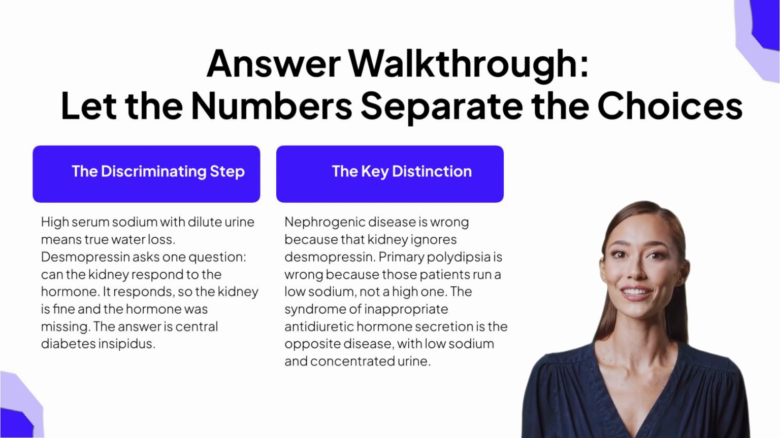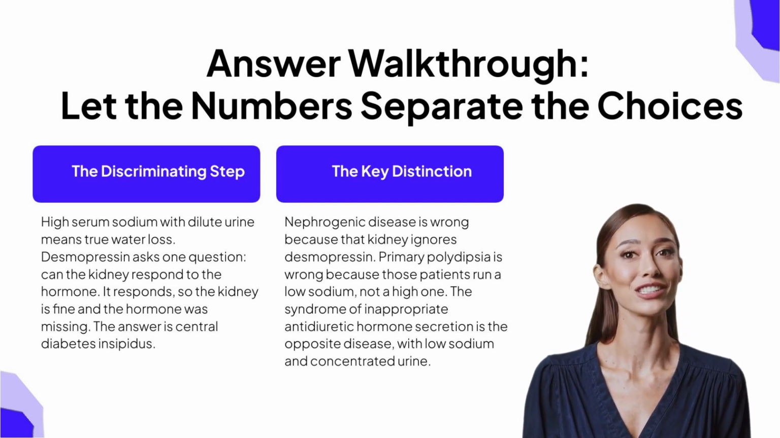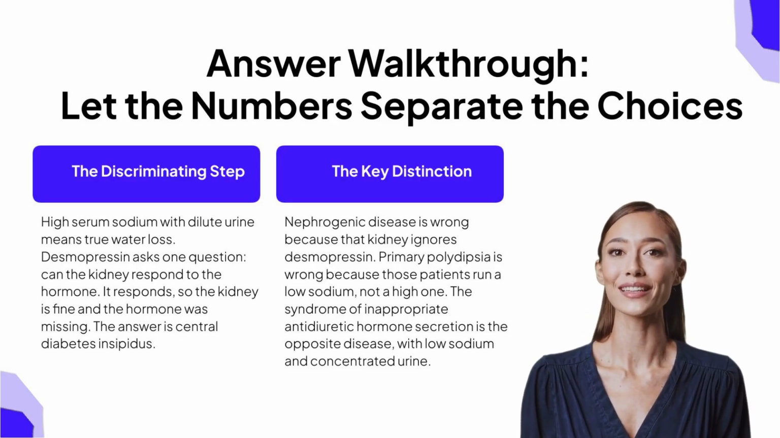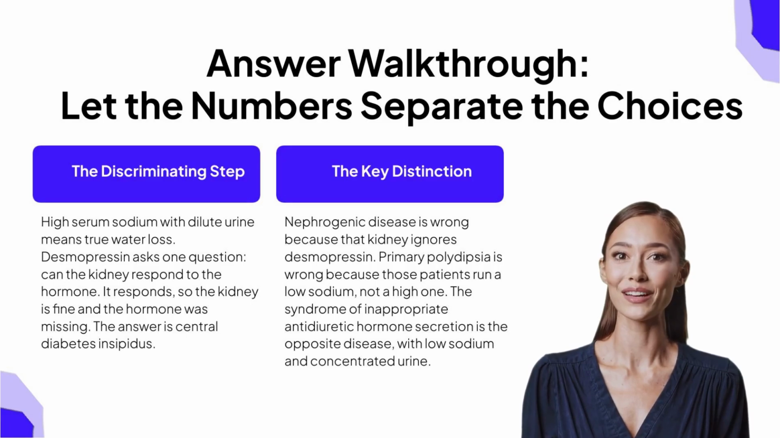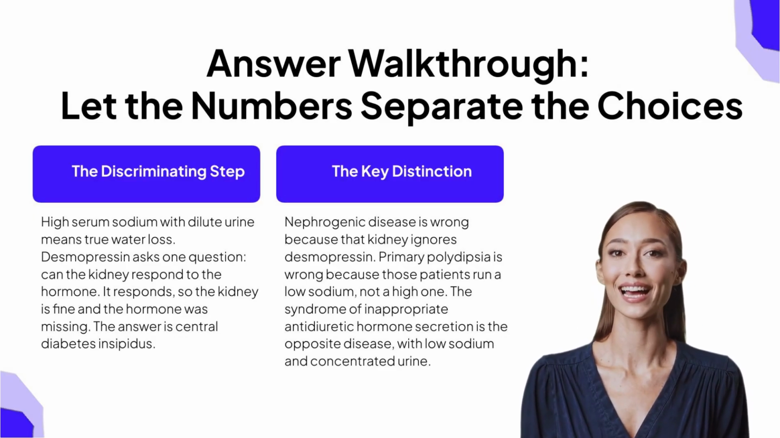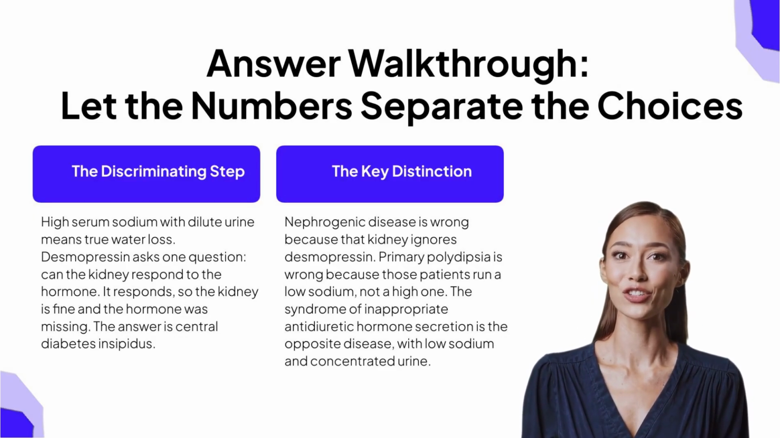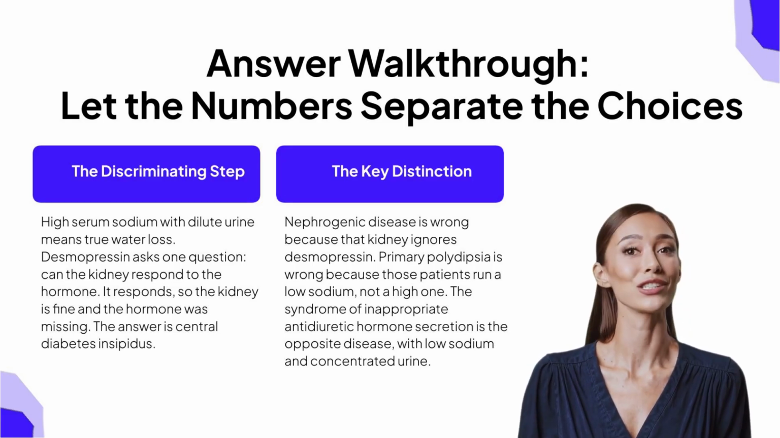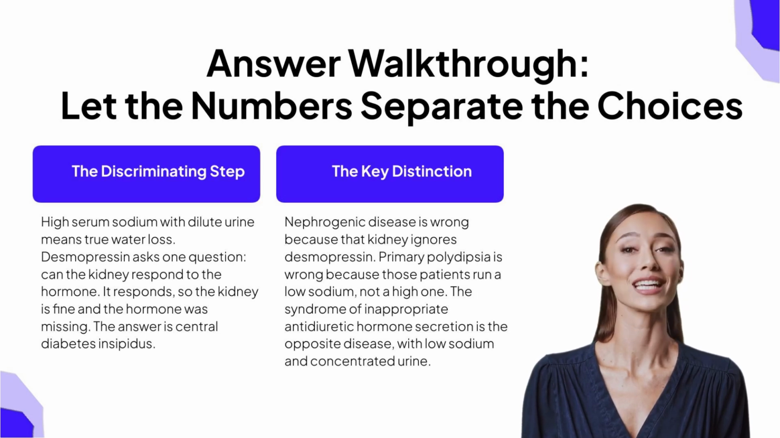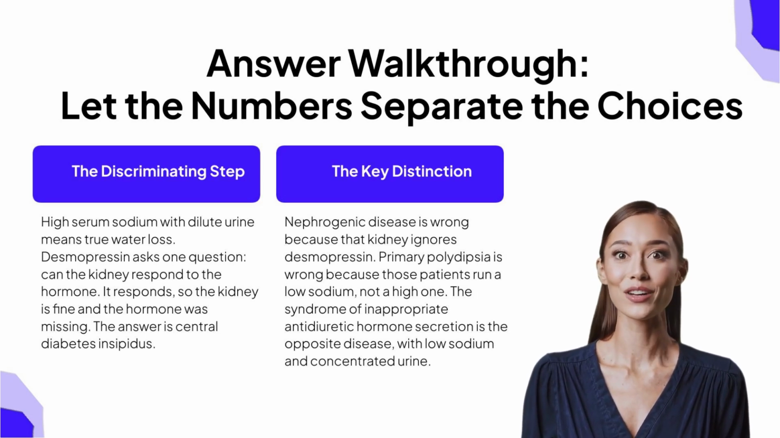Now the wrong choices. Nephrogenic diabetes insipidus is wrong because there the kidney can't hear the hormone, so it would ignore desmopressin and stay dilute. Primary polydipsia is wrong because those patients drink by habit, so their sodium runs low, not high. And SIADH is the opposite disease, too much hormone, so sodium is low and urine concentrated. Every distractor is eliminated by a number the writer gave you. The correct answer is central diabetes insipidus. When a stem is dense with labs, let each number kill an answer choice.